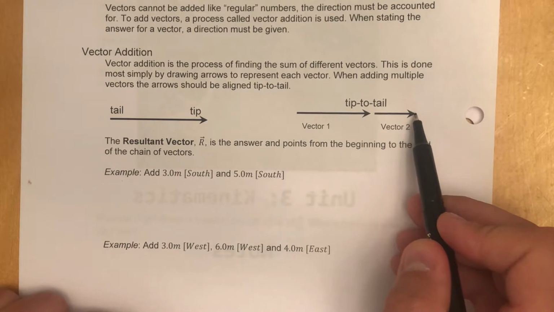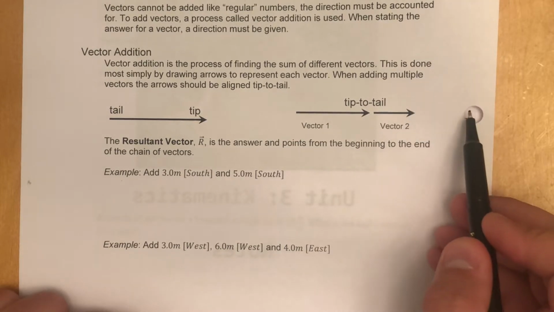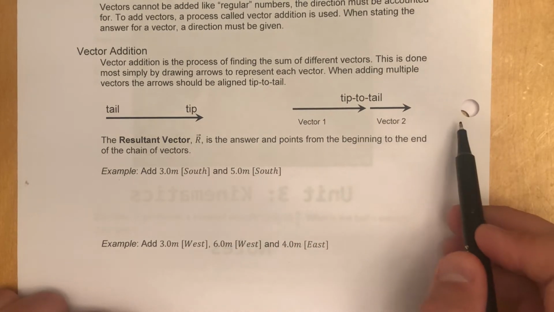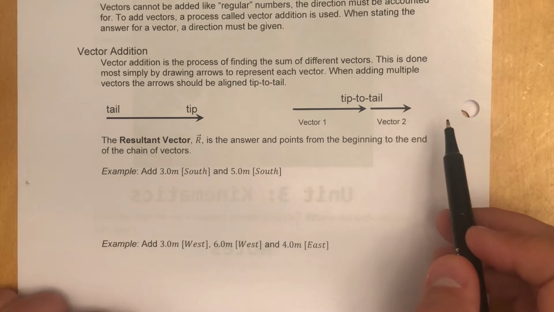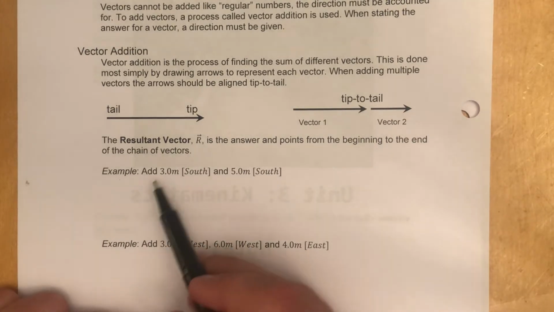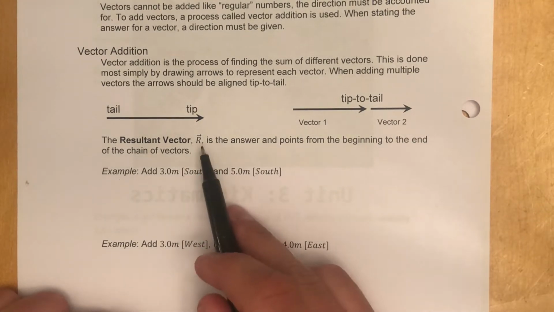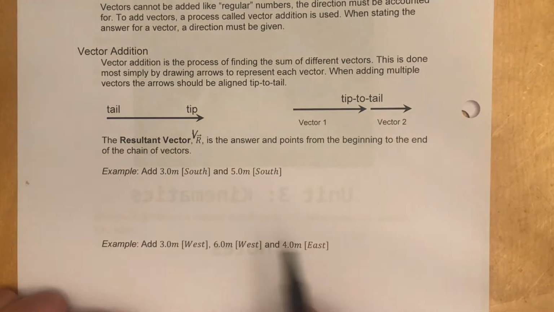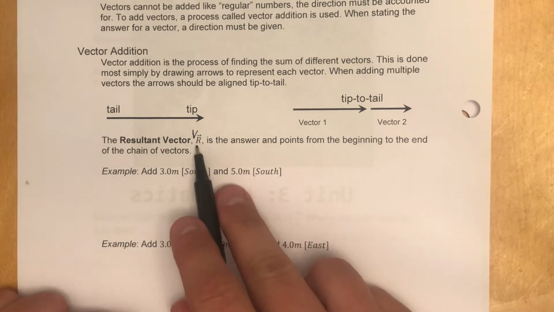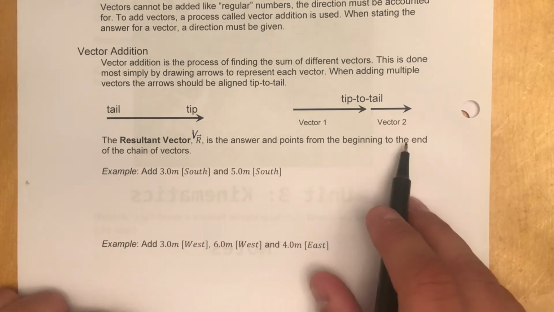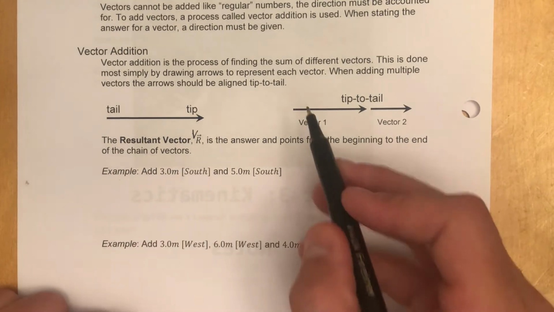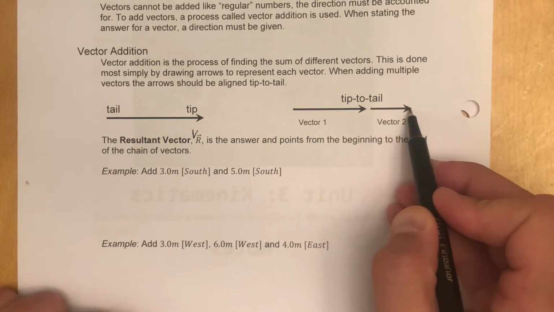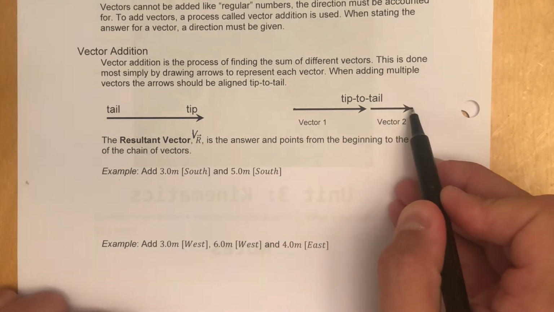And if there were 3 vectors you added up, it would be at the final point of the third vector. So you go from the starting point, the tail, to the very tip of the very last one that you added. And that would be your resultant vector, which happens to be the next definition here. The resultant vector, which I normally just call VR, with the subscript R, is the answer and points from the beginning to the end of the chain of vectors. So the resultant vector for here would be from this point all the way to the end, and again, it would be a straight line to the right.